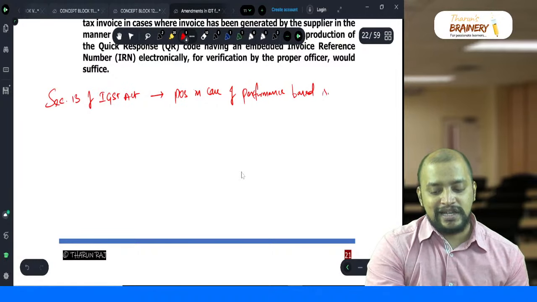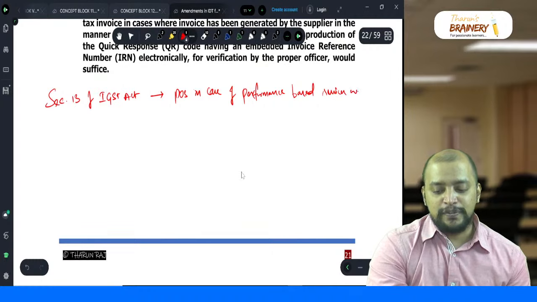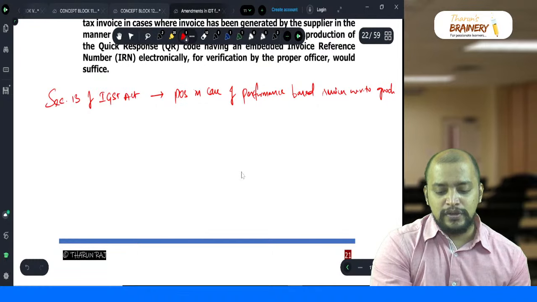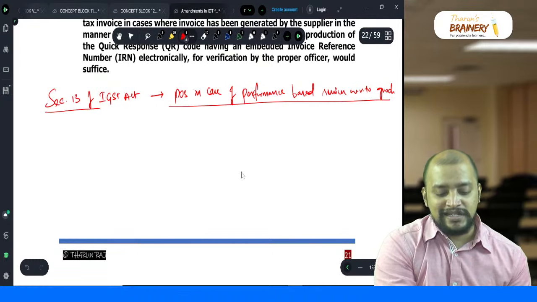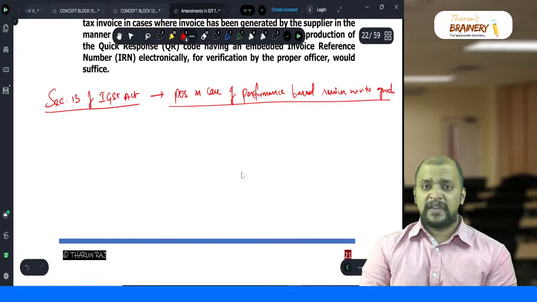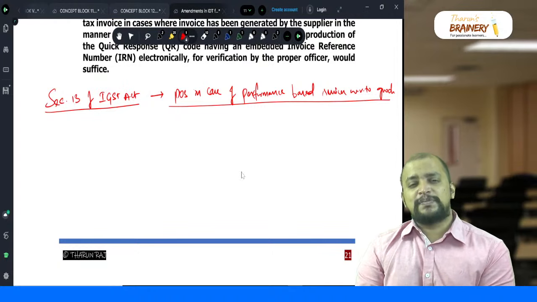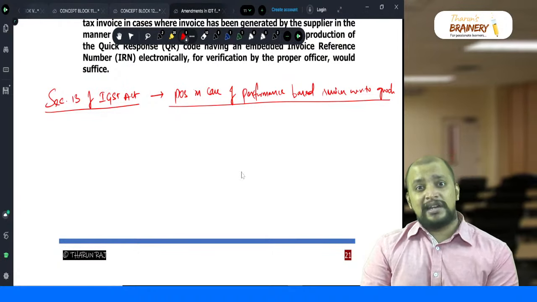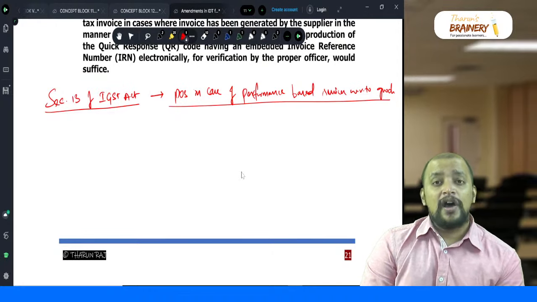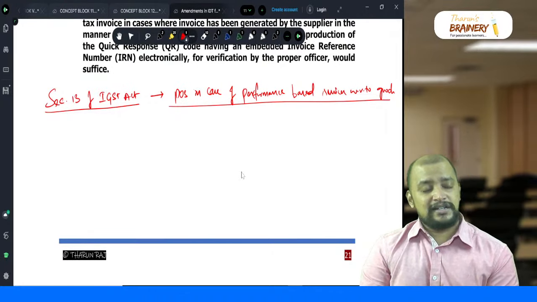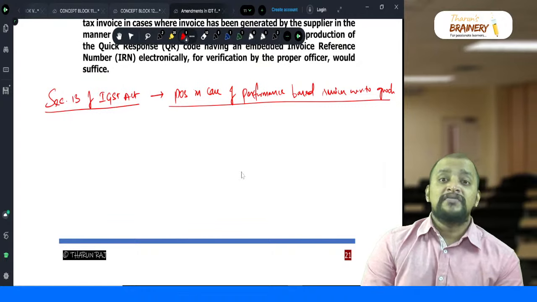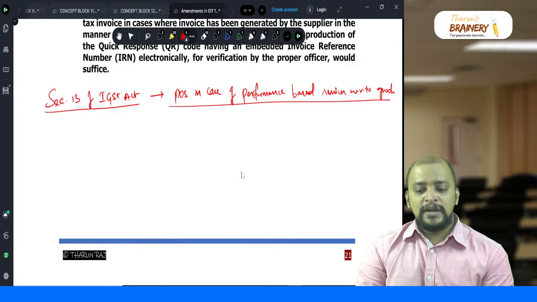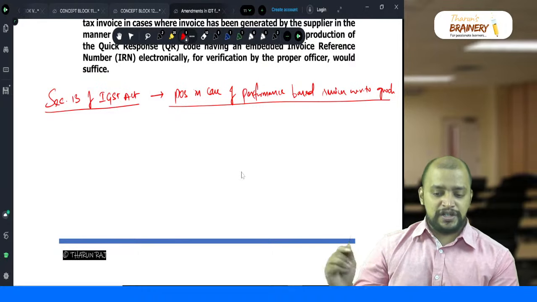Performance based services with respect to goods. Place of supply with respect to performance based service in relation to goods. What is the example of performance based service in relation to goods? Like repairs, maintenance, overhauling, or technical inspection, physical verification. All these will come under performance based service in relation to goods.